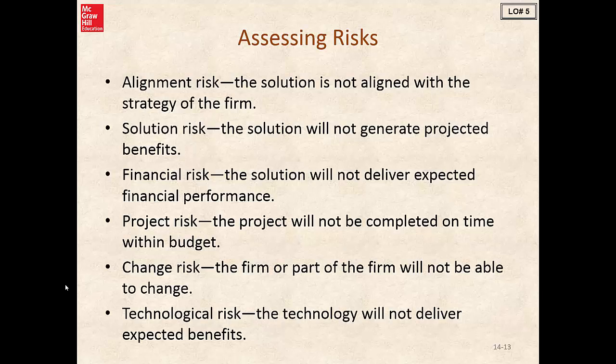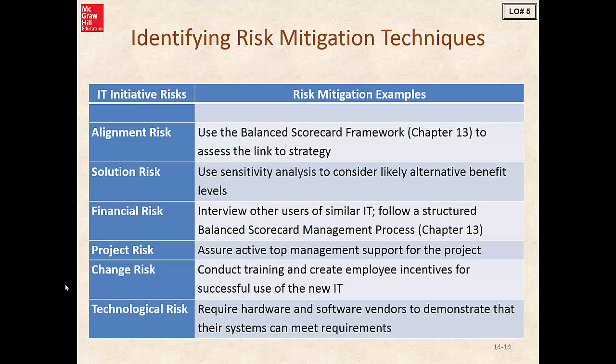Change risk is the risk the firm or part of the firm will not be able to change. And technological risk is the risk technology will not deliver expected benefits. So if we can identify risk mitigation techniques for each of these initiative risks. So mitigation examples for alignment risk is use the balanced scorecard framework to assess the link to strategy. Solution risk is use sensitivity analysis to consider likely alternative benefit levels.